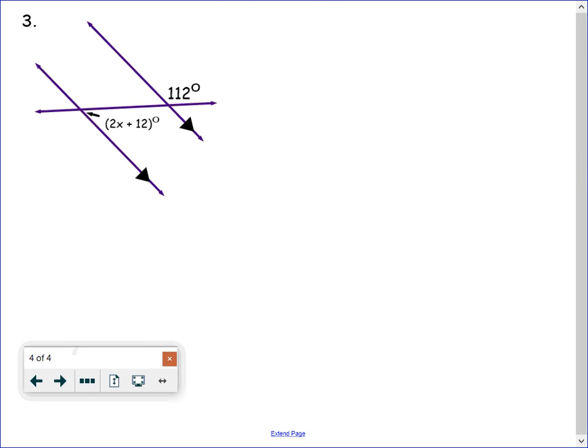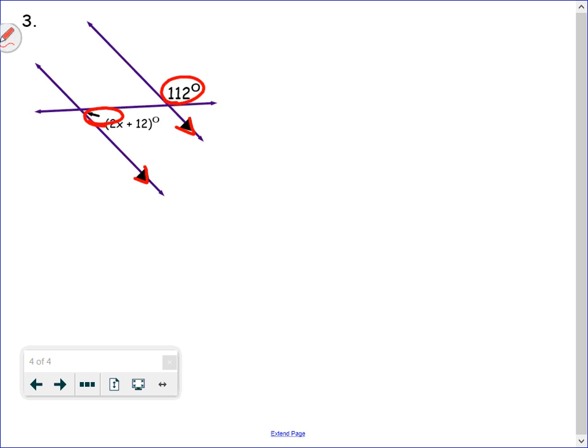Our last example is a little trickier, but it's okay. We can handle it. So what did they give us? Good, parallel lines. Where are those angles? Are they corresponding, alternate interior, alternate exterior, or consecutive interior? You're right, it's none of those things. So how do we get this to work?